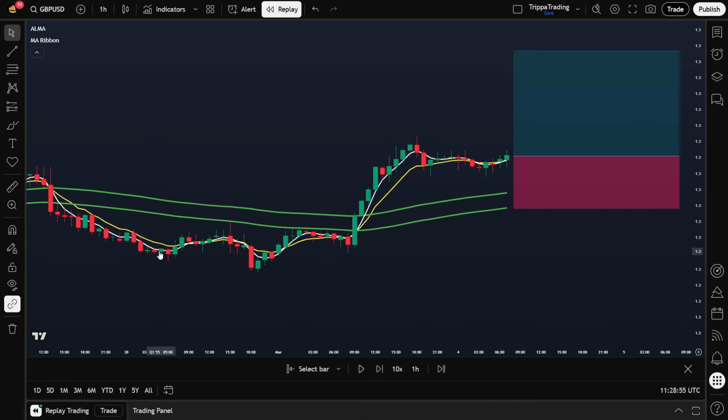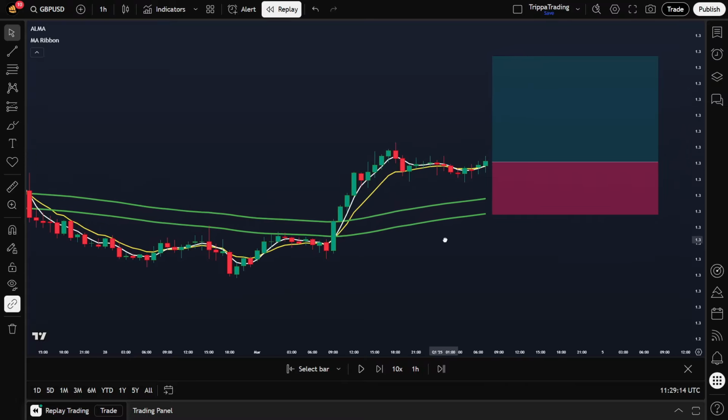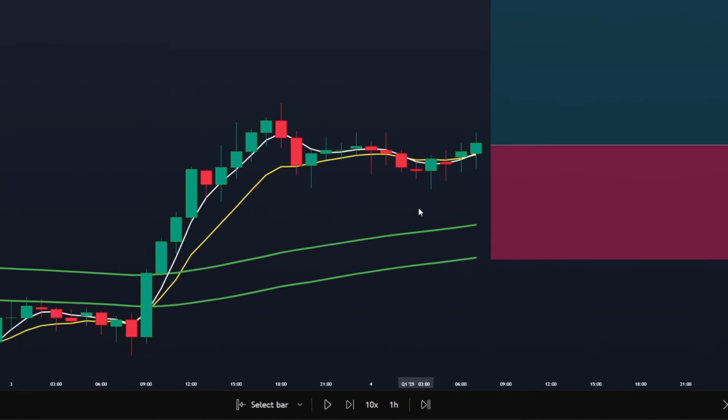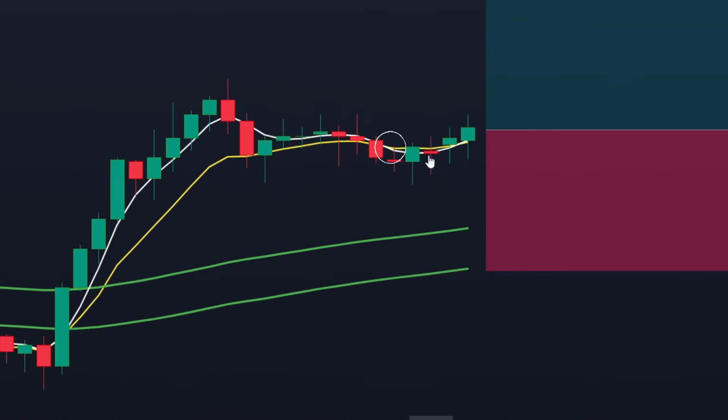In a buy setup, price must move from below the green channel to above it. And then, both the white ALMA and the yellow EMA must also move fully above the green channel. When all three are above the channel, that tells us a bullish reversal may be forming. Again, we don't rush the entry. We wait for the pullback, which happens when the white ALMA crosses below the yellow EMA.